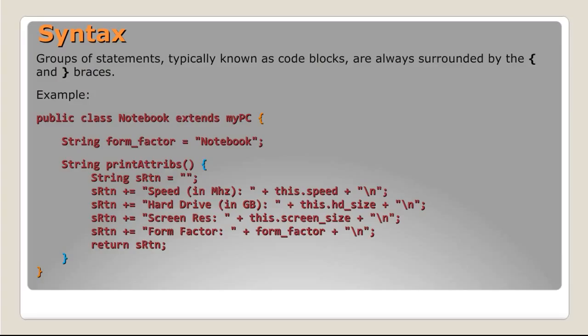Most code is grouped to perform a specific task. In Java, we use the curly braces to do the grouping. In this example, you can see we have a class called Notebook, which has a start and an end denoted by the orange curly brackets. Inside that class, we have a variable declaration followed by a function called print_attribs, which is denoted by the blue brackets.